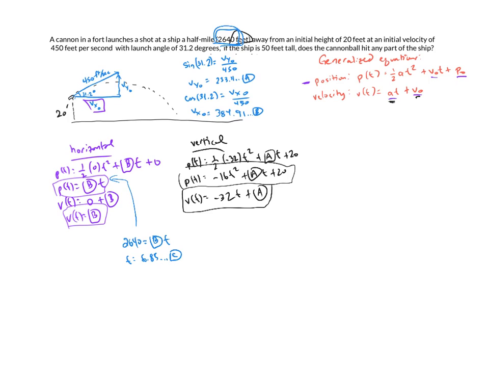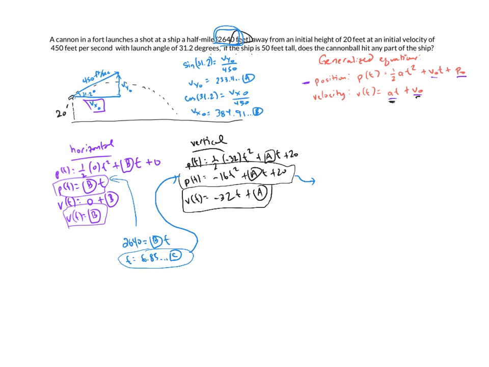Now what this means is, since there's a time that actually exists where it reaches that point, it takes 6.85 seconds to reach that horizontal distance. So now I need to know if it actually hits the ship. So what I'm going to do is take this time, which is how long it took to go that far horizontally, and I'm going to plug it into the vertical position equation. Now the reason for that is I want to know how high it is when it reaches the horizontal distance that I went for the ship.